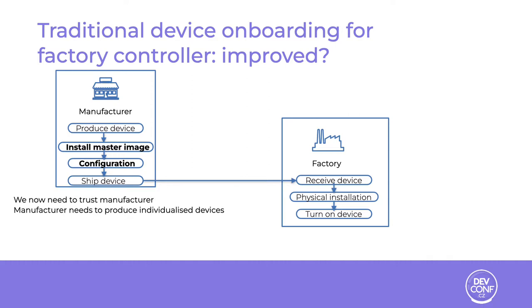So the problem with that is that you now have to trust the manufacturer, because you have to actually send the credentials for a VPN configuration, for example. And the manufacturer has to now get processes in place for individualizing devices and knowing exactly which device to send where. This also means that they cannot easily keep stock, or that if they do have stock before they send it out, they'll need to first unpack the device, individualize it, repack it, and send it to the factory.